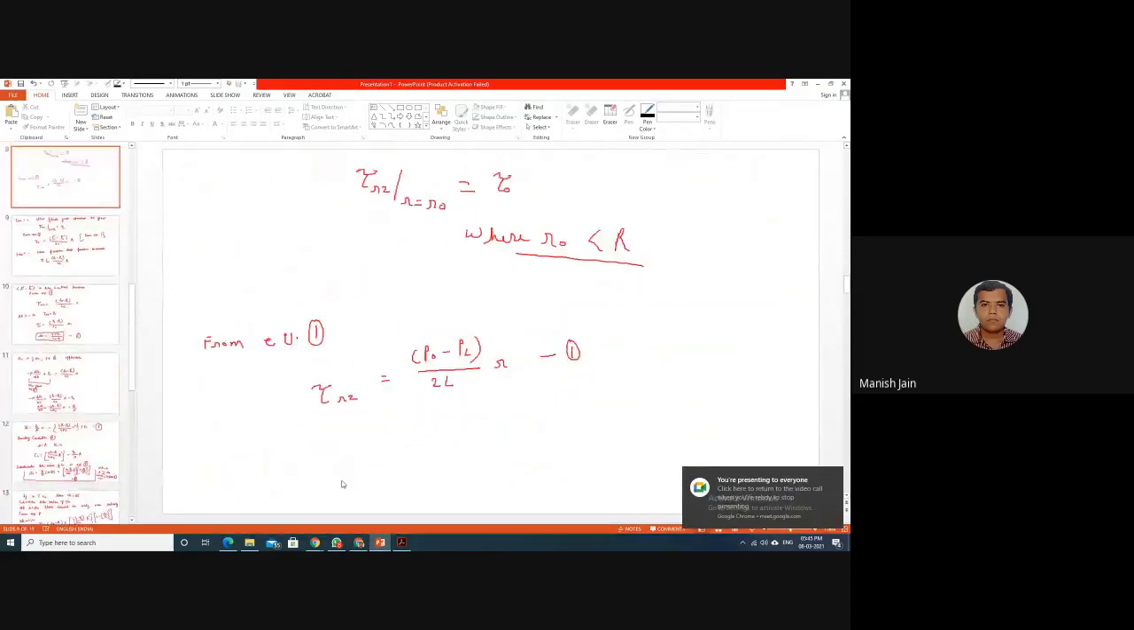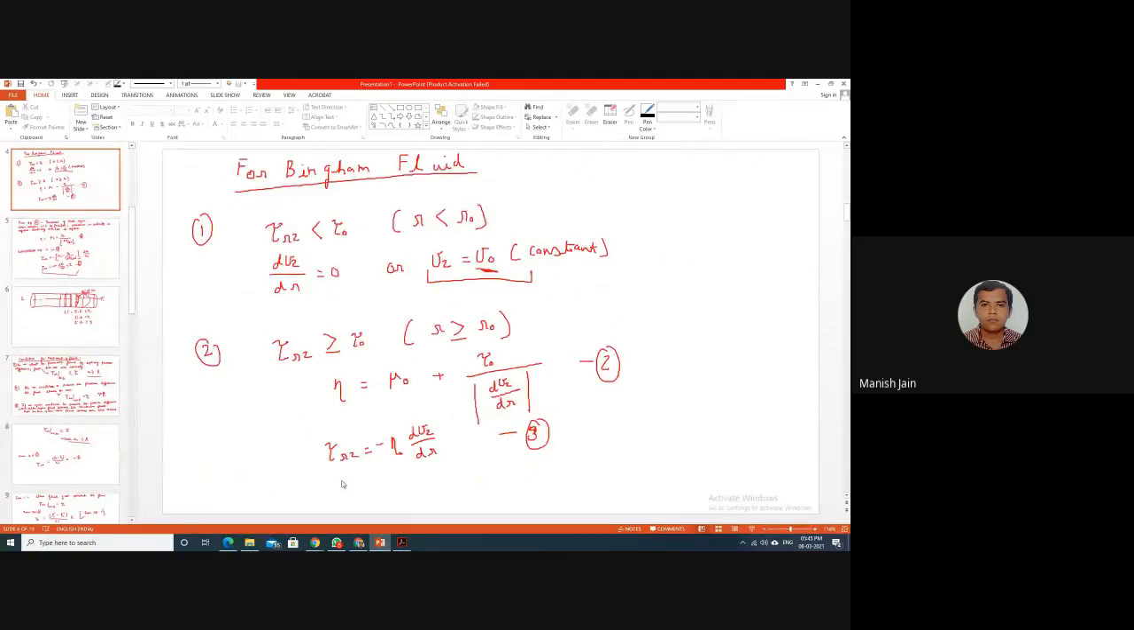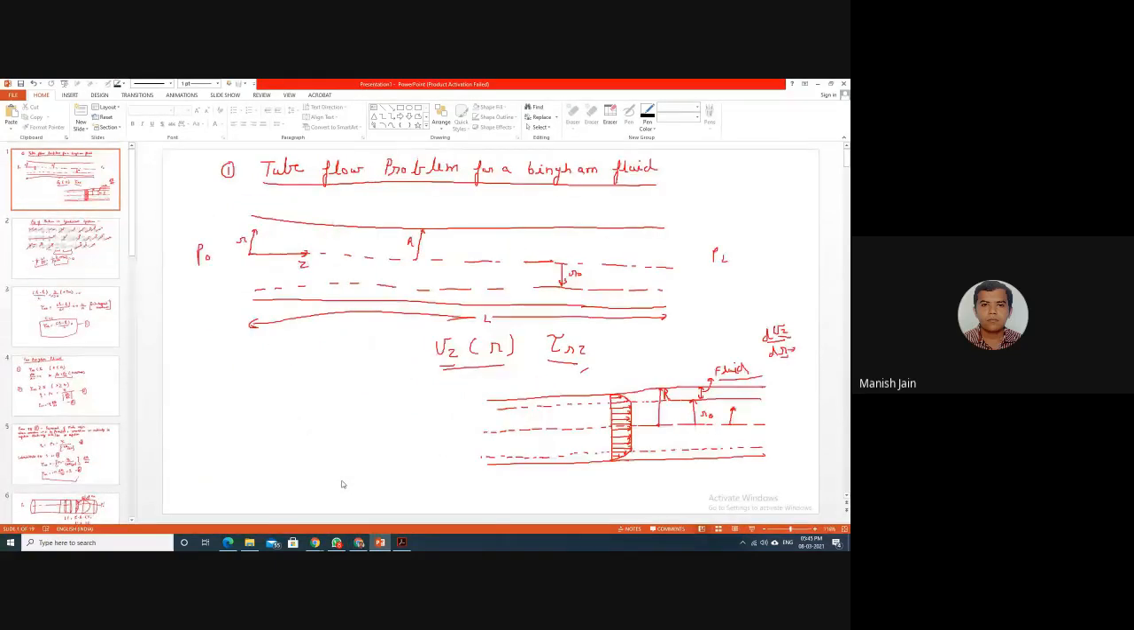Basically, the mathematical part is easier when we are solving for the Bingham fluid. It is almost similar to the Newtonian fluid, but conceptually it is very difficult to understand. Bingham fluid problems are generally very favorite for the examiners. In fluid mechanics and transport phenomena, these problems are very favorite for the examiners, because mathematically it is very easy to solve, but conceptually Bingham fluids are very difficult to understand.